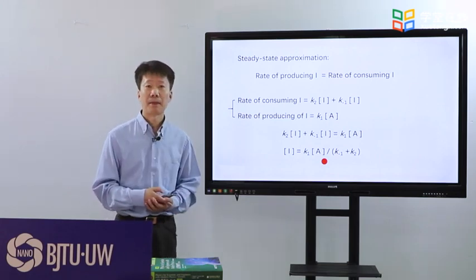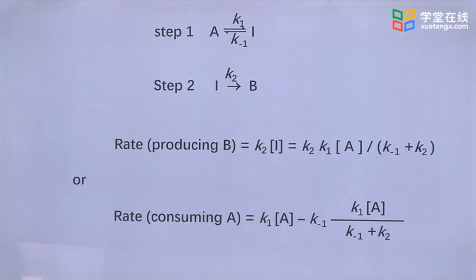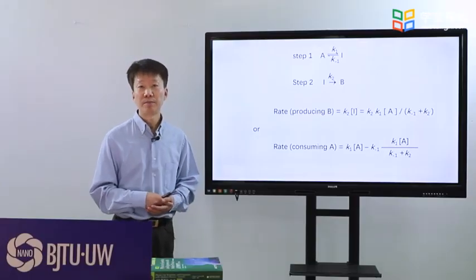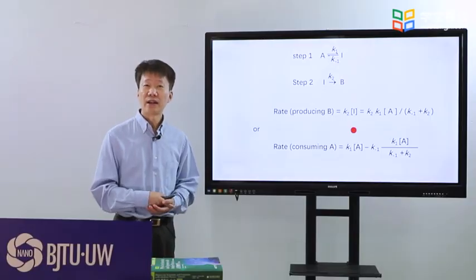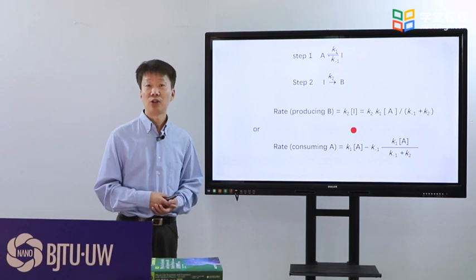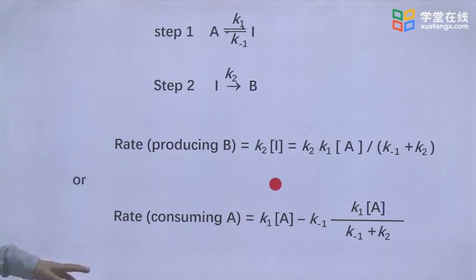Now, we can derive the reaction rate in terms of producing B. Rate of producing B is K2 times I, which is rewritten by replacing I as K2 times K1 times A divided by the sum of K minus 1 and K2. In an analogous way, you can derive the rate in terms of consuming A, which is shown on the slide. You may try to derive it by yourself.